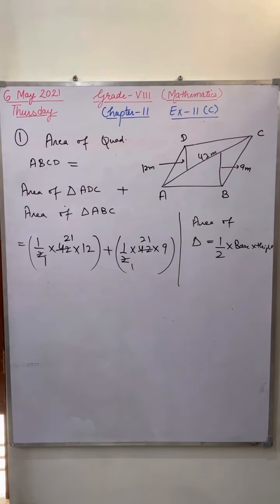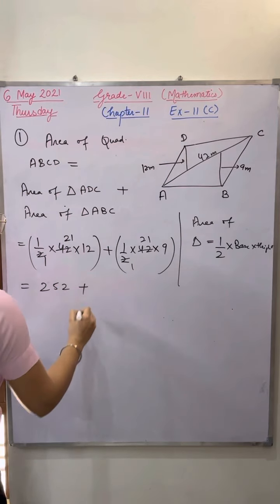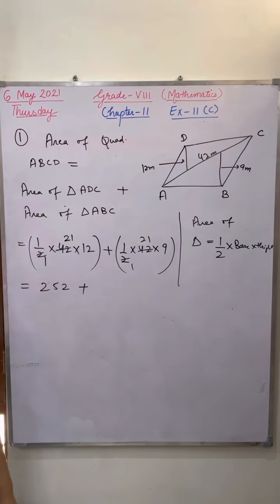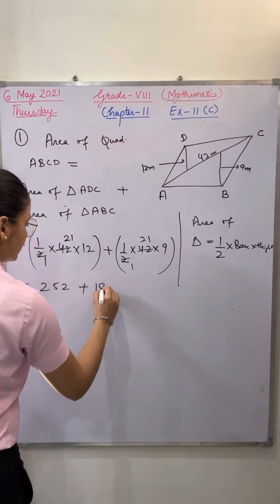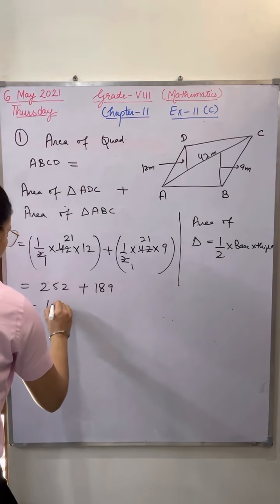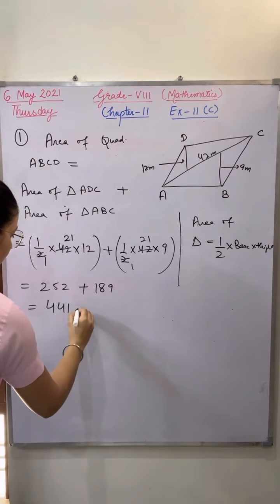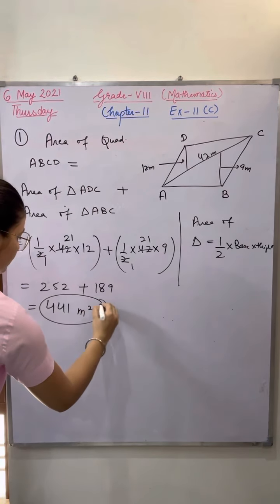Yes, that is 252. Very good. Okay, 21 into 9, quickly. 21 into 9, very good. 189. Okay, add both the areas. Answer will be how much? 441. And all the values were given in meters, so the answer will be meter square. This is your answer.